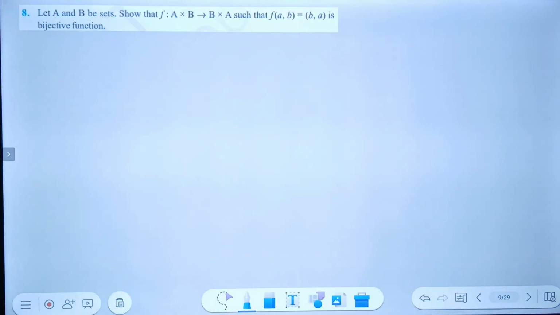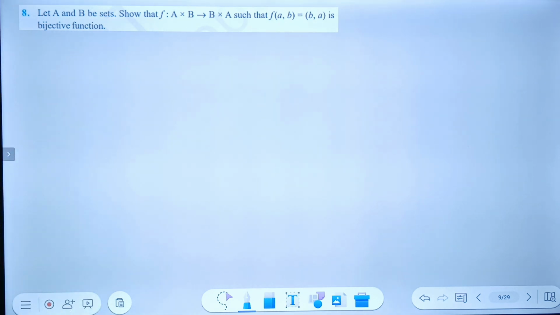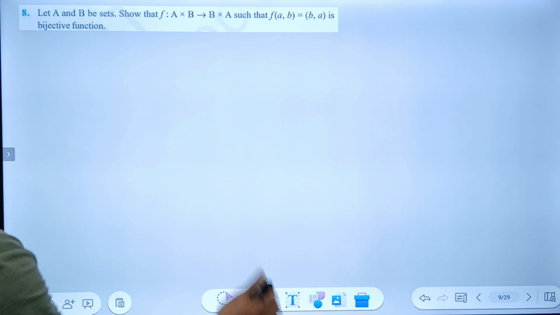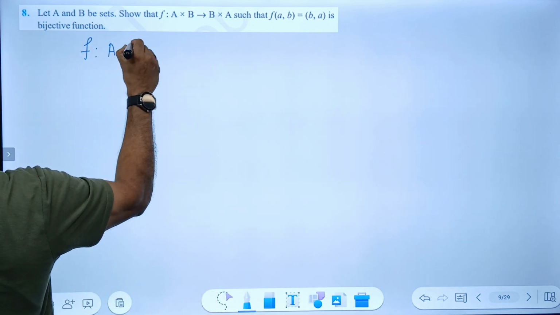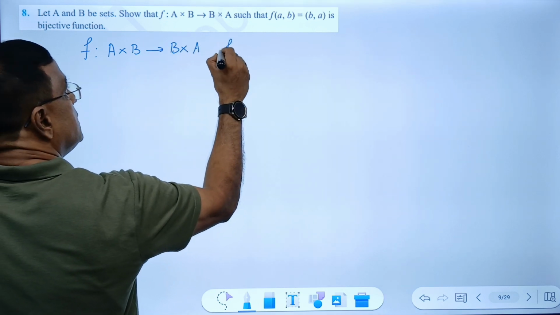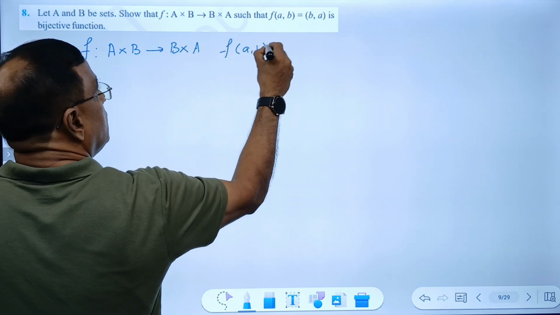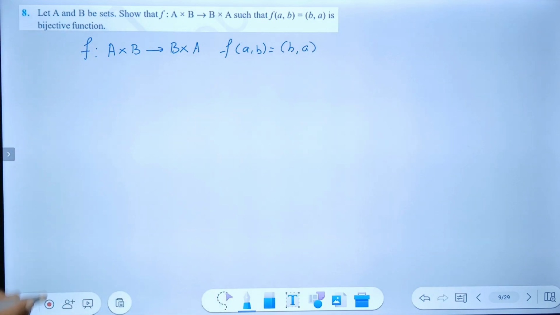Now the next one. f is a function from A cross B to B cross A, defined as f of (a, b) equal to (b, a). So here the function is from A cross B to B cross A, and it is defined as f of (a, b) equal to (b, a). I need to check whether it is bijective or not.